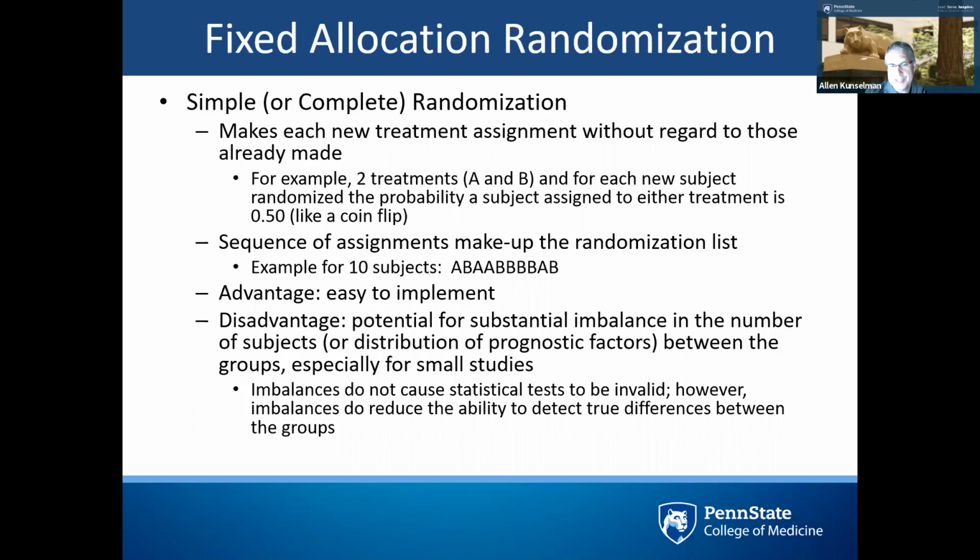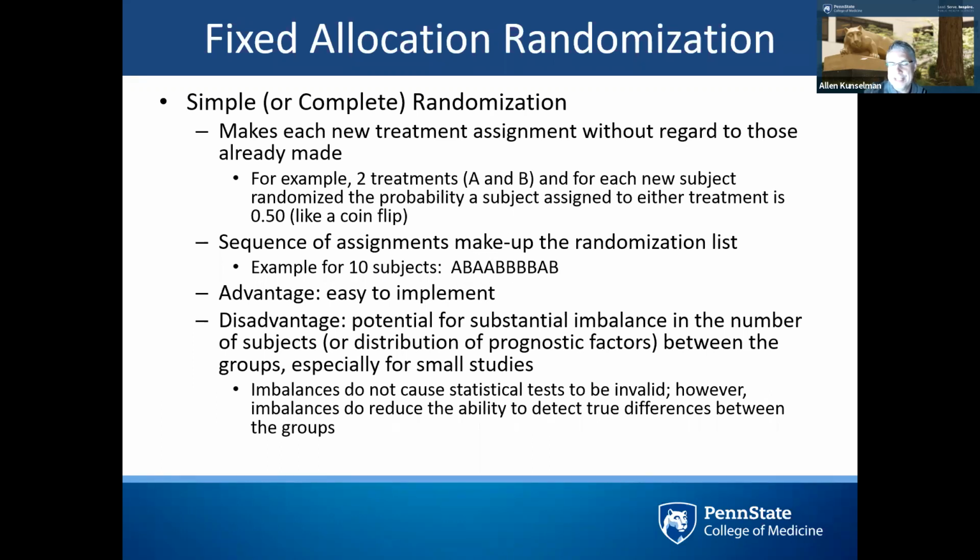So the first person comes in, heads they get treatment A, tails they get treatment B. Flip the coin, it's heads, so the first person gets A. Second person comes in, flip the coin, it may come up tails, so the second person gets treatment B. So then you end up with this sequence of the randomization list. If we had 10 subjects and you flip the coin 10 times, the pattern might be the first person gets A, the second person gets B, A, B, A, etc.